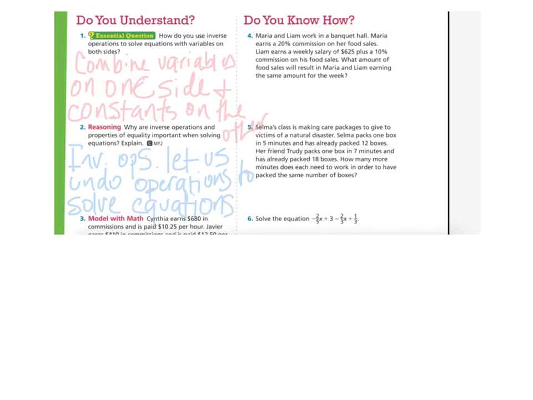Okay. You know, the whole properties gang, that just says, hey, if you're going to subtract 4 over here on this side, you have to subtract 4 on the other side. That's what that's all about.